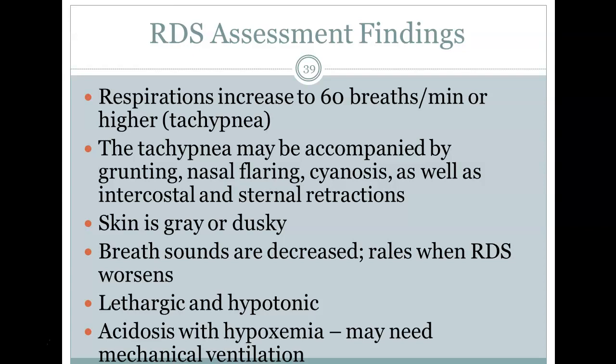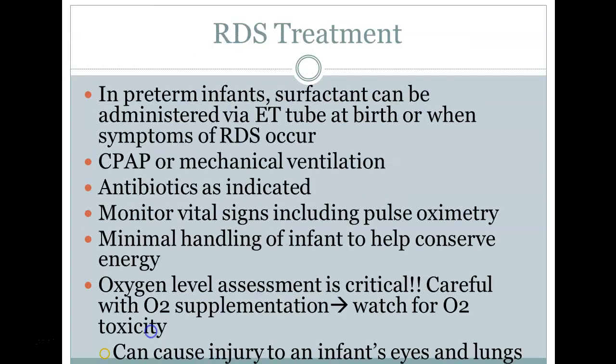Respiratory distress syndrome findings that you would find on assessment would be that the respirations would be tachypneic, so they would increase to 60 breaths a minute or higher. Tachypnea may be accompanied by grunting, nasal flaring, which we know are signs of oxygen hunger or the need to work harder to get oxygen, cyanosis, as well as intercostal and sternal retractions. The skin can become gray or dusky, breath sounds are decreased, and you may even hear rales when RDS gets worse. The infant can become lethargic or hypotonic. Acidosis with hypoxemia may occur, and they may require mechanical ventilation.